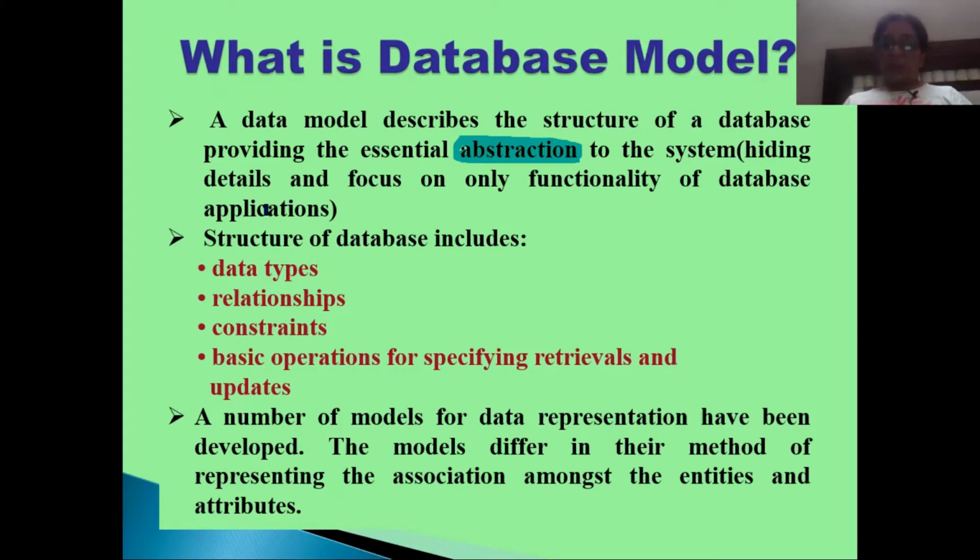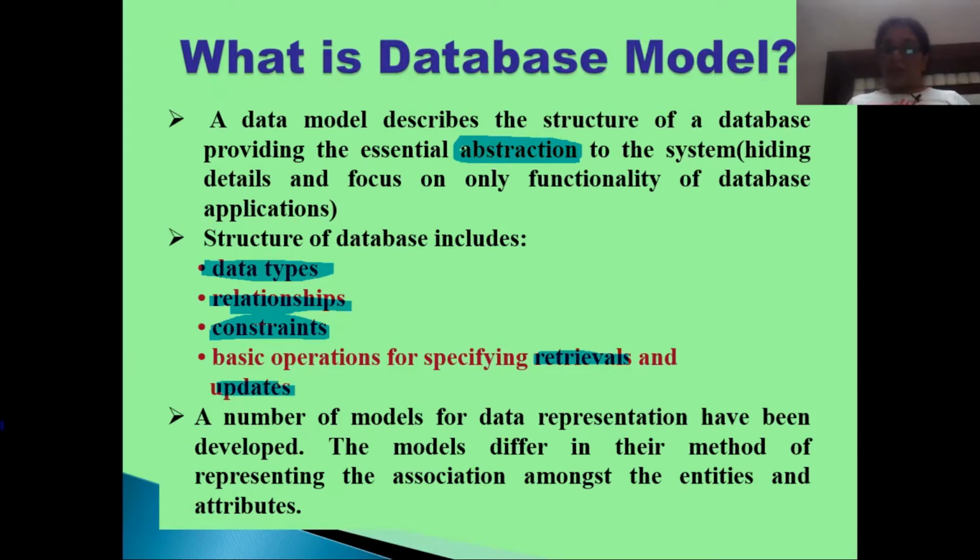Structure of a database includes, one is data types, कि एक डेटा को हम स्टोर कैसे करेंगे, किस तरीके से वो डेटा किस टाइप से स्टोर किया जाएगा, relationships of that data store, constraints of the data store, that is the conditions which are put on any data which is stored, basic operations for specifying retrievals and updates. Now what is here retrieval and update? Basic operations, it means एक database में कैसे एक नया record enter किया जाएगा, किसी भी record को delete किया जाएगा या किसी भी record में changes किए जा सकेंगे.